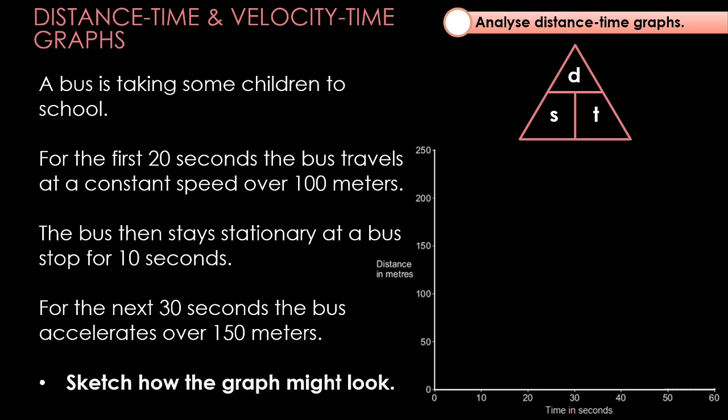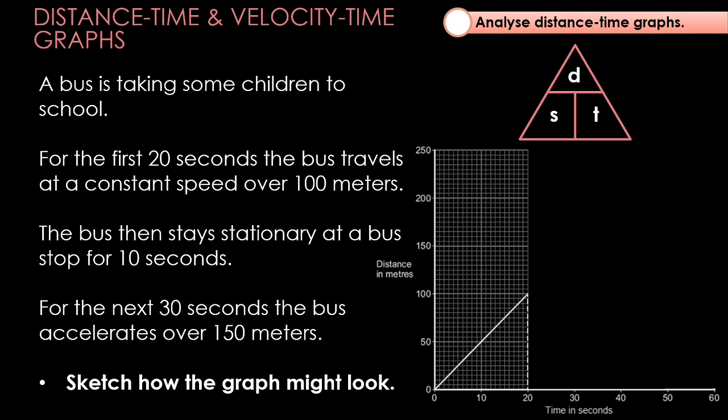Now, I'd like you to pause the video, and I'd like you to sketch out the axes that I've got here. I'm just sketching, you don't have to do it too neatly. See if you can draw what this might look like. So for the first 20 seconds, the bus was traveling at a constant speed and did this for 100 meters. We'd have a straight line for that. So it's going from 0 meters up to 100 meters, and from 0 seconds up to 20 seconds. It's a constant speed, so we've got a nice straight line there.